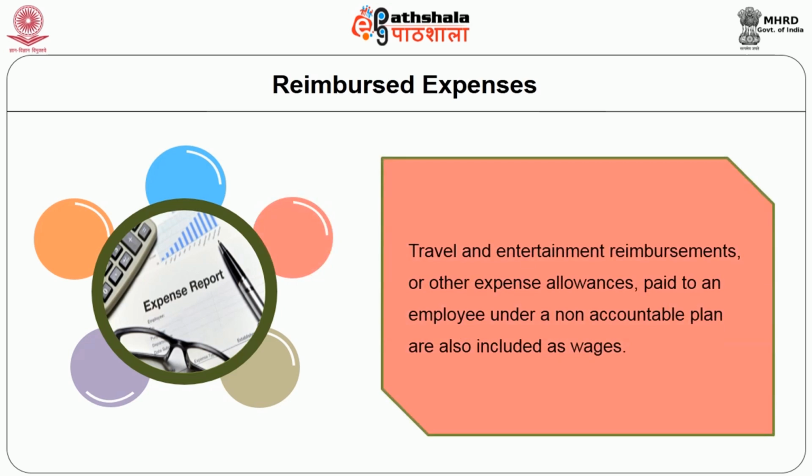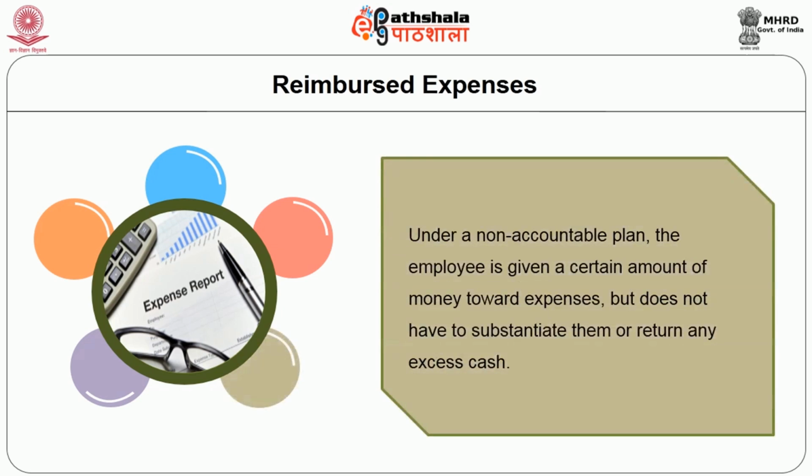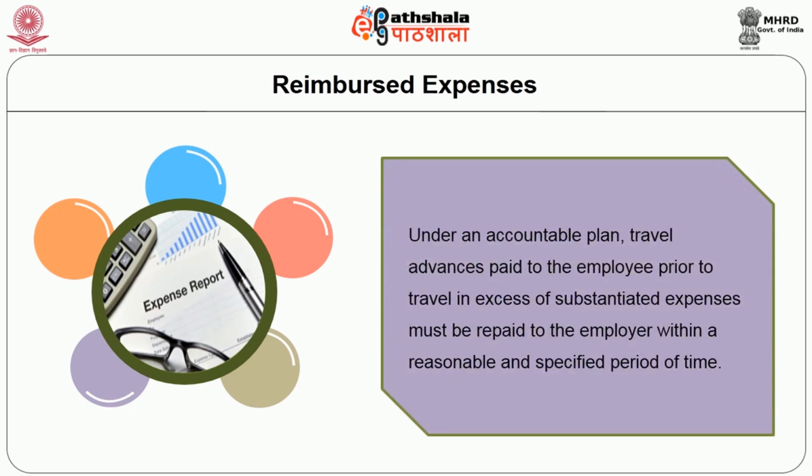Travel and entertainment reimbursements or other expense allowances paid to the employee under a non-accountable plan are also included as wages. Under a non-accountable plan, the employee is given a certain amount, which is the money towards expenses, but does not have to substantiate them or return any excess cash retained in the hands of the employee.